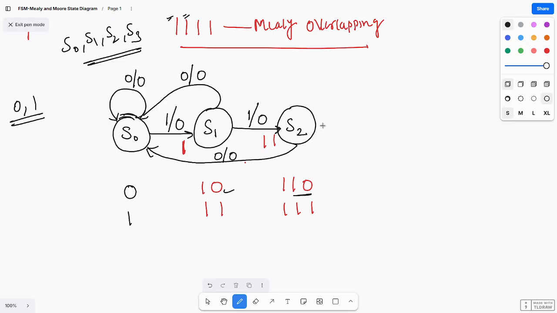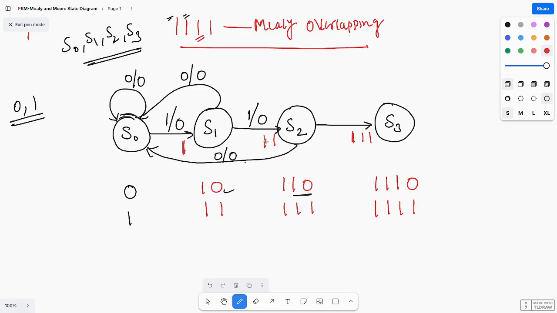Okay, if it is 1 1 1, it will go to where? It will go to S3. So here I got the sequence 1 1 1. At S3 I got three sequences. If the sequence is there, it will go to the next state. So next here I need to check for what? 1 1 1 0 and 1 1 1 1.